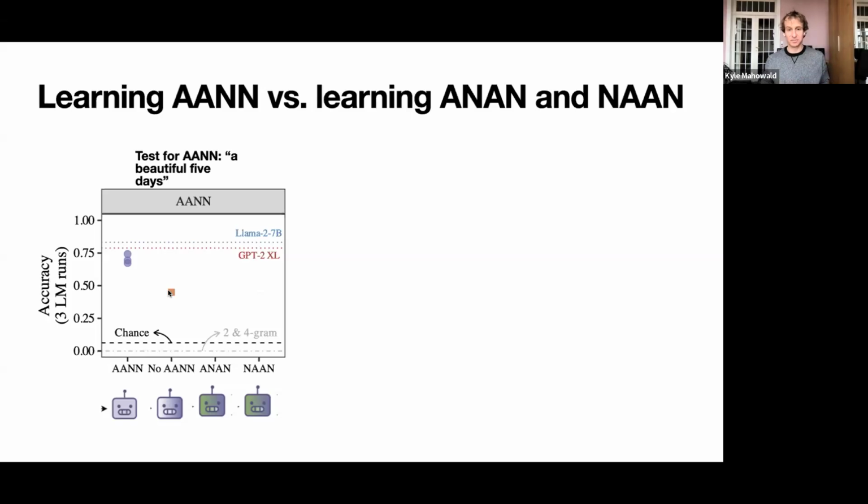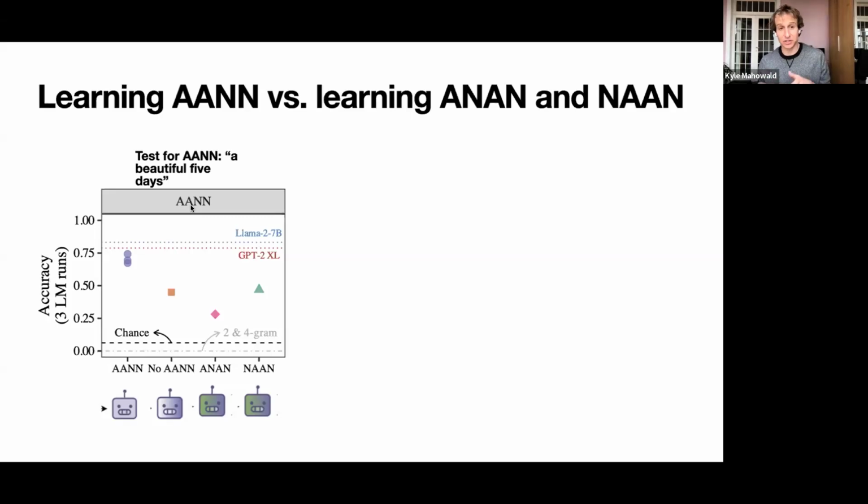And then as a control, we're going to go into the input corpus. Instead of removing all the AANNs, we're going to replace them with ANANs, right? Which is A 5 Beautiful Days. And then do another version where we replace them with NAANs, right? Which is a quite strange thing, which is 5 A Beautiful Days, right? Which sounds totally bizarre. And then figure out if we train on those, do you still learn the AANN? And the answer is, like, in all of these cases, whether we get rid of the AANN or we train on this strange version, you still kind of learn it better than chance.